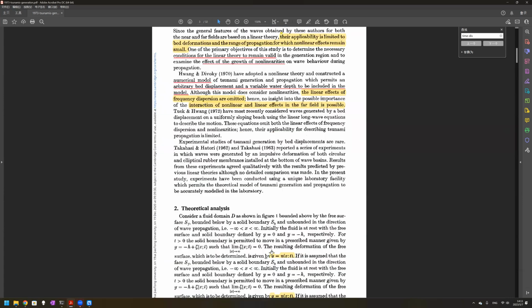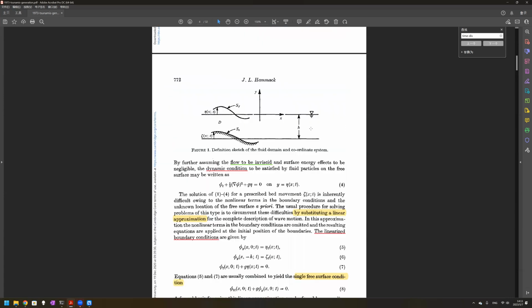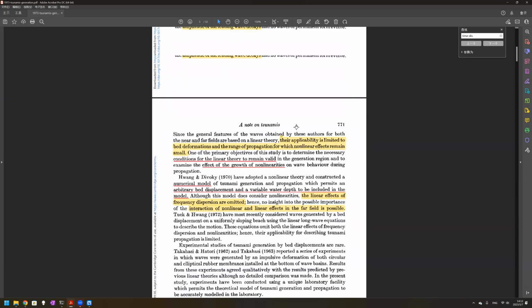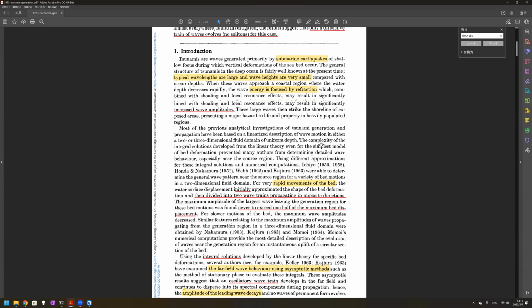For a quick visualization, this is the setup where you have the infinite lateral extent in 2D. The zeta function defines the ocean bottom, the solid boundary, and the eta function defines the free water surface, and they are both functions of space x and time t. And the depth of the ocean is lowercase h.